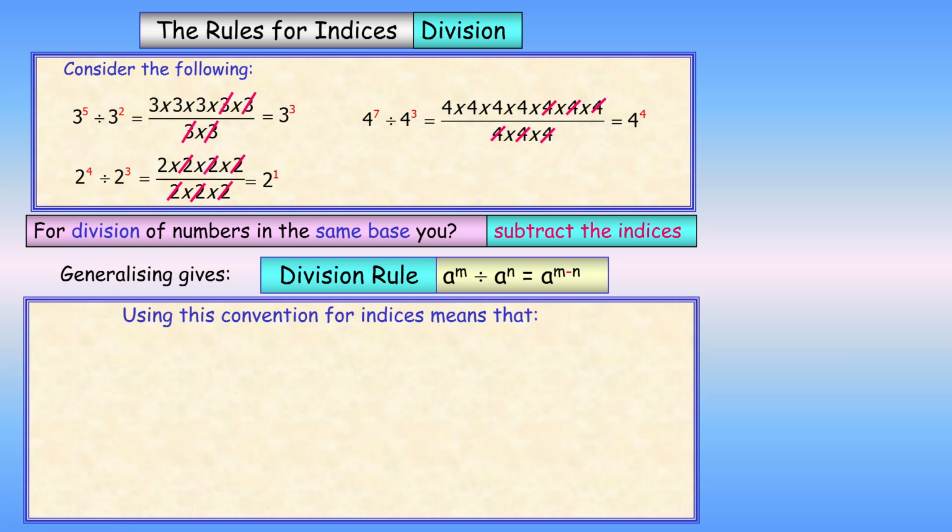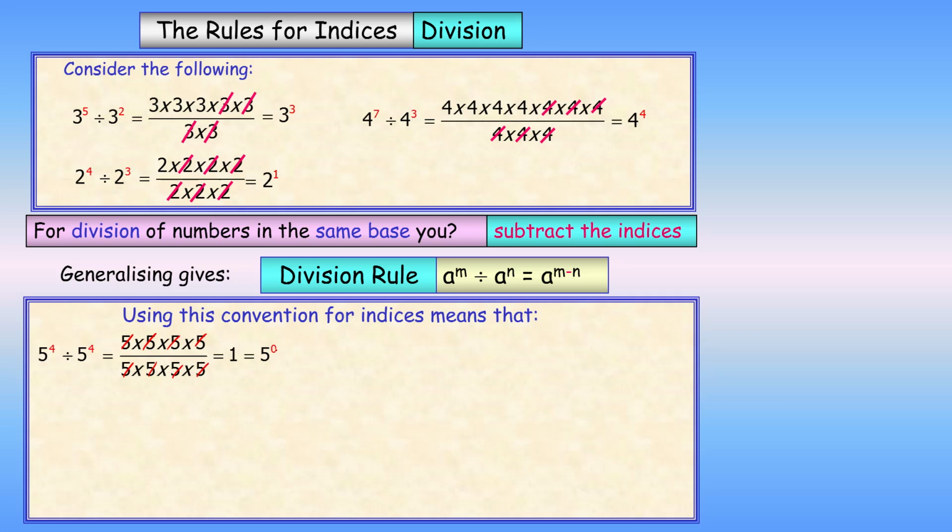Okay, so we've got a special case where this happens. If you have 5 to the power of 4 divided by 5 to the power of 4, what happens is all the 5s cancel each other out. So they all cancel, leaving us with 1. But we also know that 4 take away 4 is 0.